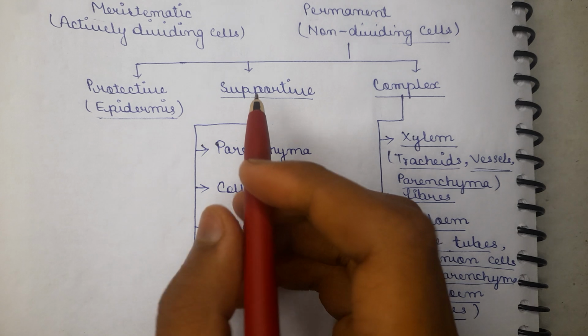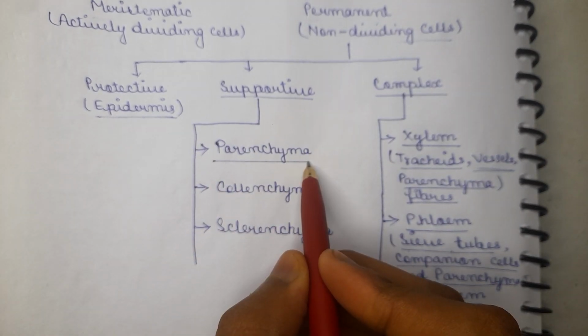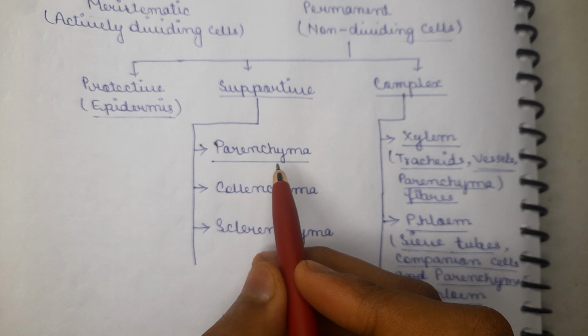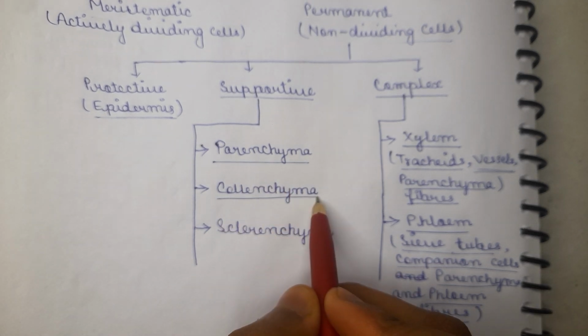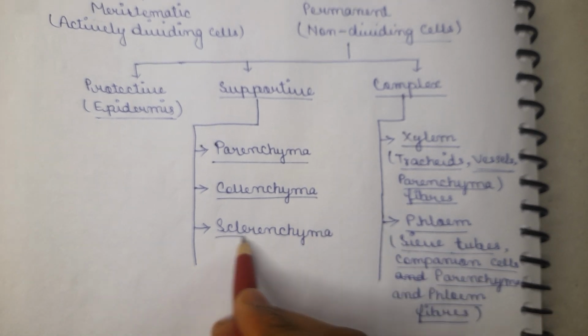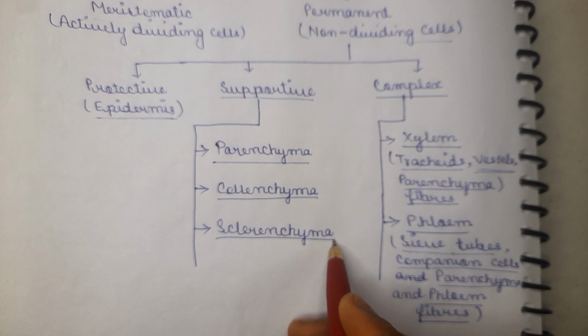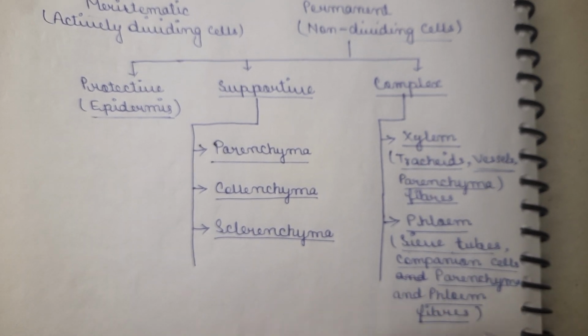Now supportive tissue. Supportive tissues consist of three types. First one is parenchyma. Mainly these parenchyma tissues are found at the soft filling of the plant tissues. The second one is collenchyma tissue. These are mainly elongated thickened cells and found in the thickened regions, mainly where the growing parts of the plant are found. The third one is sclerenchyma. Sclerenchyma mainly has thickened lignified cell walls present at their surface.